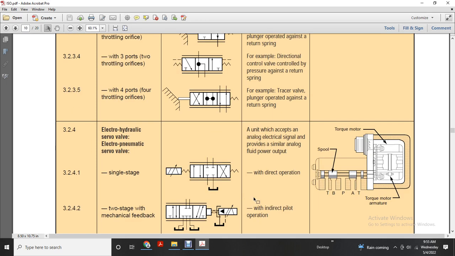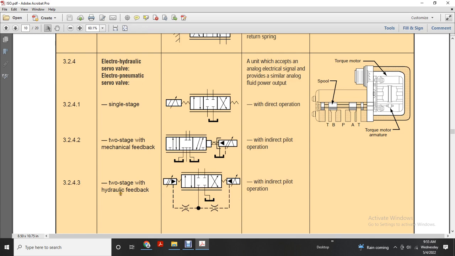Electro-hydraulic servo, electric pneumatic, single stage. Unit, except the analog electrical symbol, provides a similar analogy with the direct operation. Two-stage, mechanical feedback, indirect port operation. 2-stage, hydraulic feedback with an indirect operation.